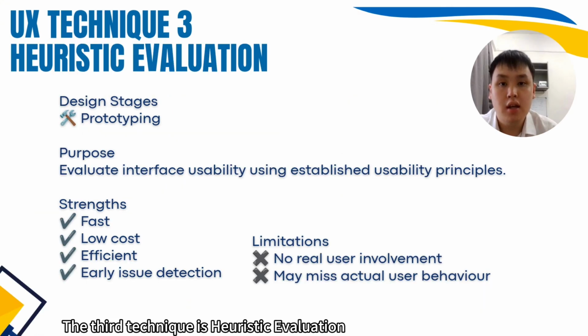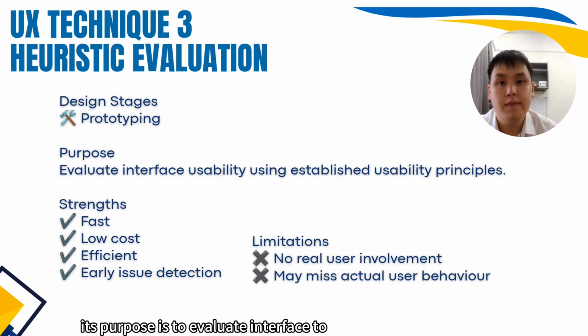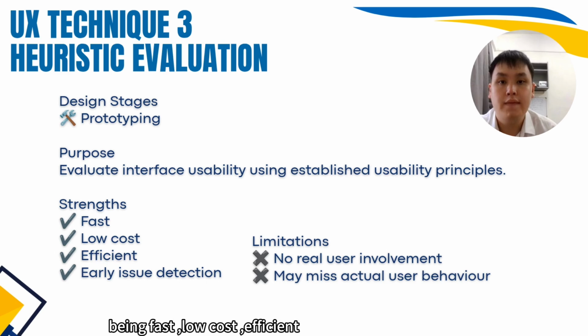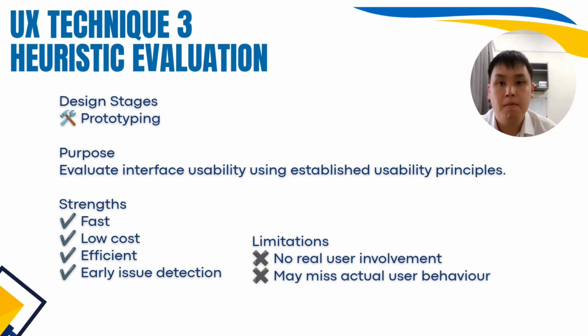The third technique is heuristic evaluation. This technique is used during the prototyping stage. Its purpose is to evaluate the interface for usability using established usability principles. The strengths of heuristic evaluation include being fast, low cost, efficient, and effective in detecting issues early. However, it does not involve real users and may miss actual user behavior.